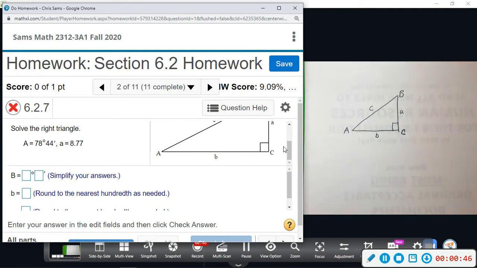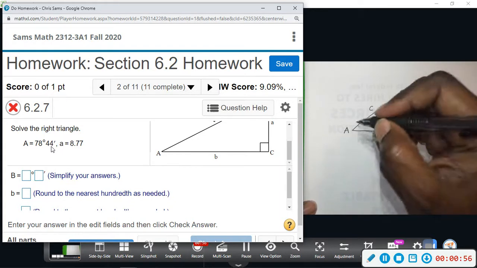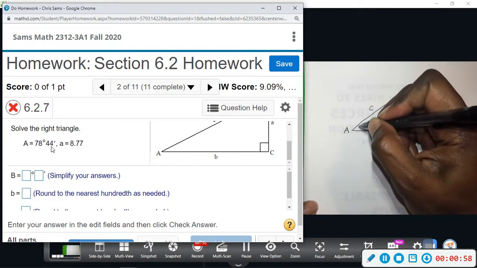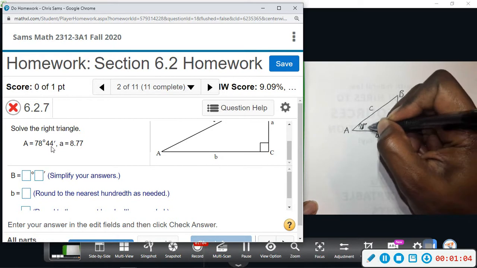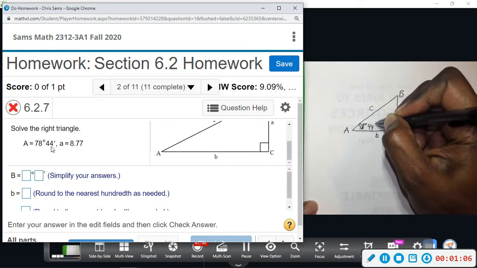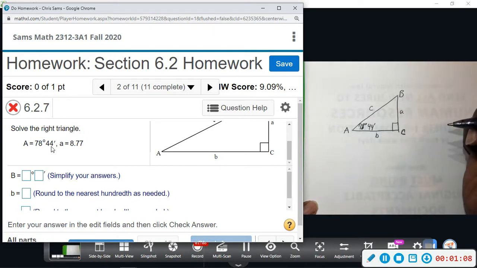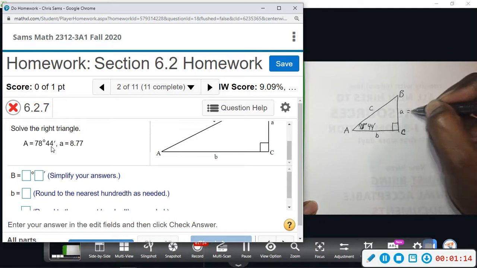All right, and we're given that angle A is 78 degrees 44 minutes. So this notation is called degrees, minutes, seconds. So angle A is 78 degrees 44 minutes. Okay, and then side a is 8.77.